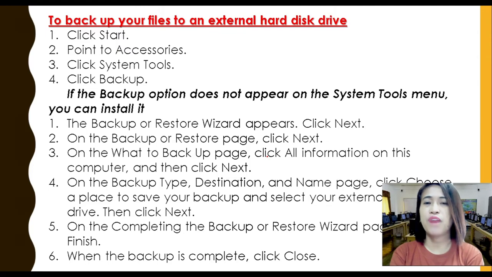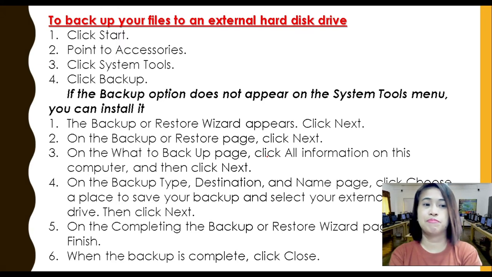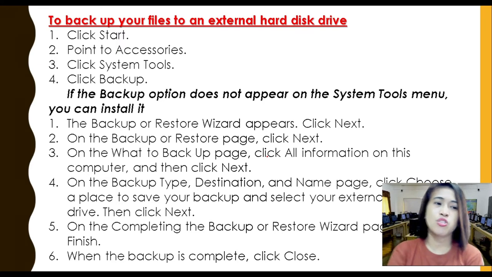To back up your file, you can go to the start button, point to accessories, click system tools, then click backup. Now, if it happens that you see the backup or restore wizard, just click next. On the backup restore page, click next. Then just follow the steps that you can see here in backing up the computer.